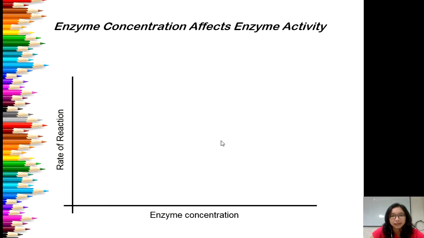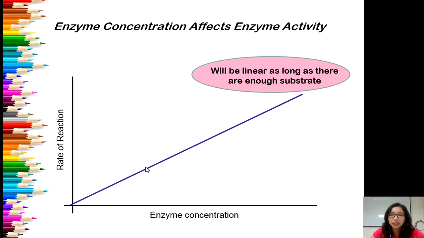Now, this is how enzyme concentration affects enzyme activity. The graph will look linear like this. It's very simple: as the enzyme concentration increases, the rate of reaction also increases. Will it always be like this? Actually, not really. It will be linear as long as there is enough substrate. So how do we explain this?